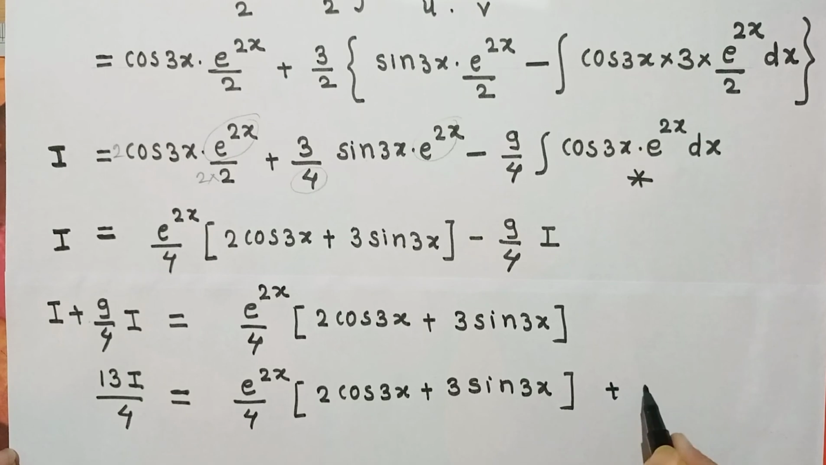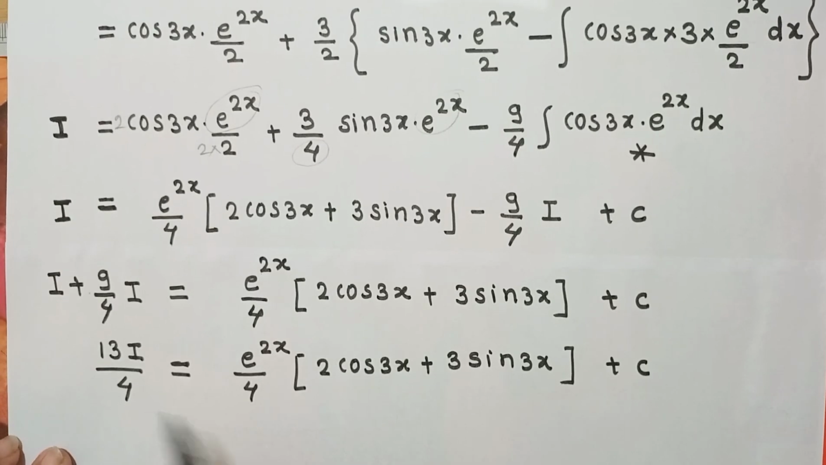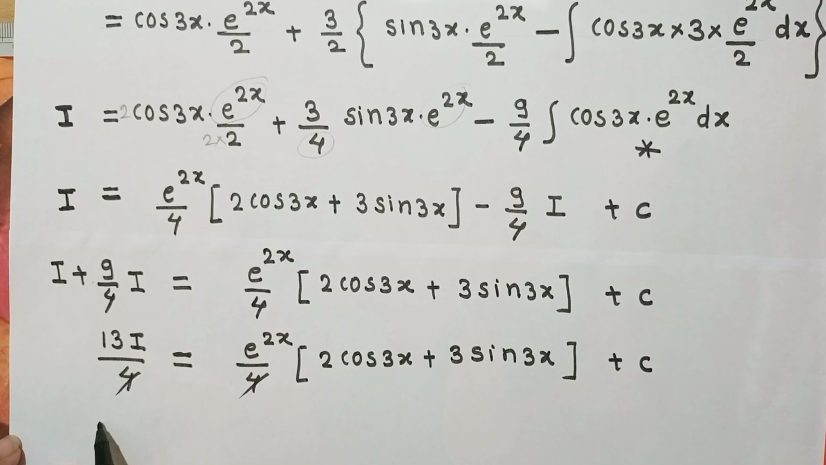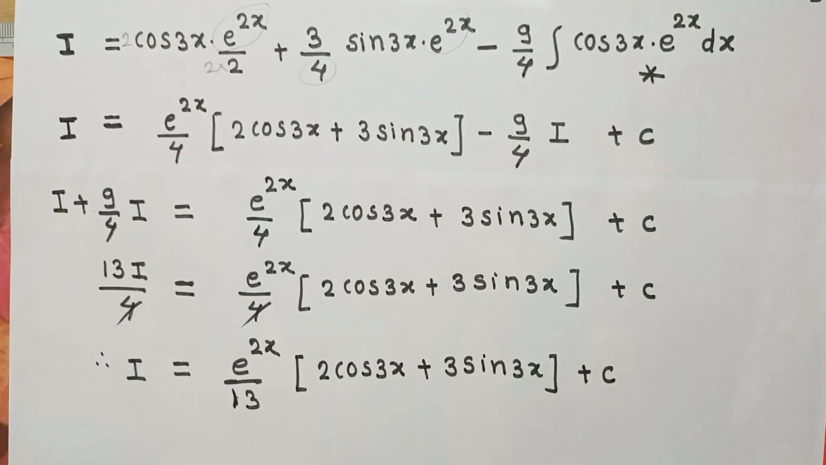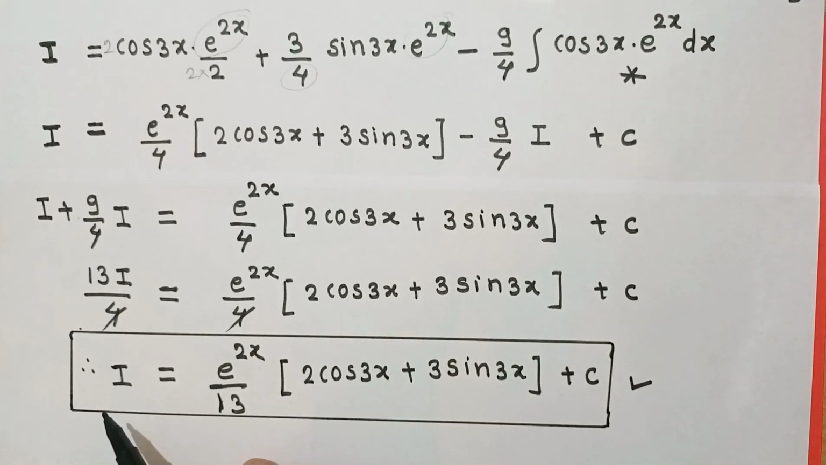Here every time we have to write C. Here also C. And check now, this 4 gets cancelled. Move this 13 on right hand side. So we get simply I is equal to e raised to 2x upon 13. This bracket as it is. This is our final answer. And hence we have completed the first type when the integrand is the product of two functions, and next type we are going to look in the next lecture.